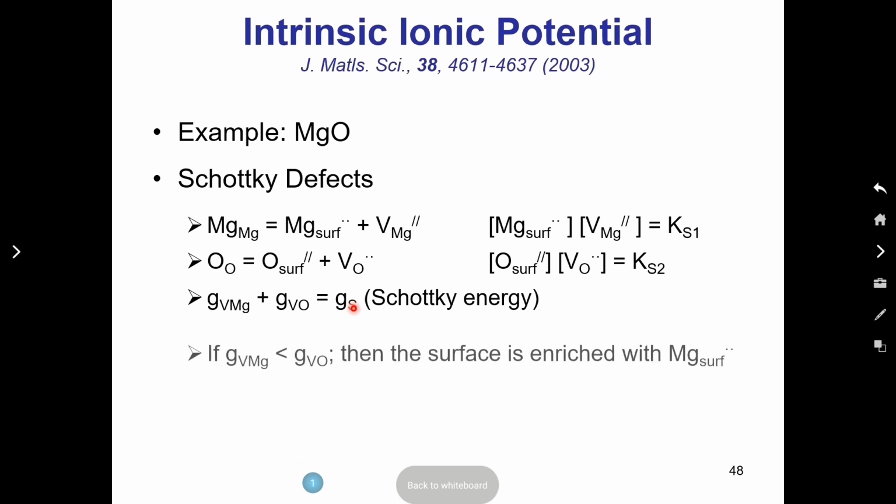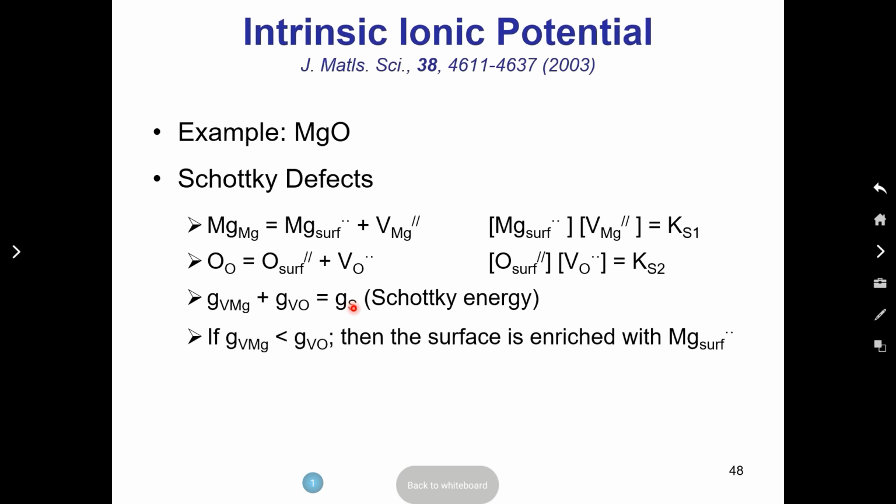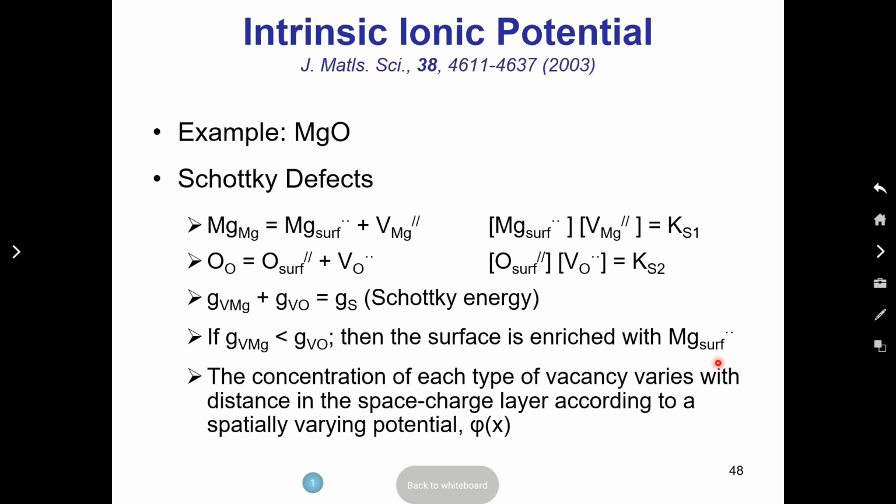Now we're going to look at what if those energies are different. Let's say the energy for formation of cation vacancy is less than formation of oxygen vacancy. Then the surface will be enriched in magnesium that you're yanking out and putting on the surface to create the vacancy. And that will create a kind of charge distribution as we go from the surface inside.